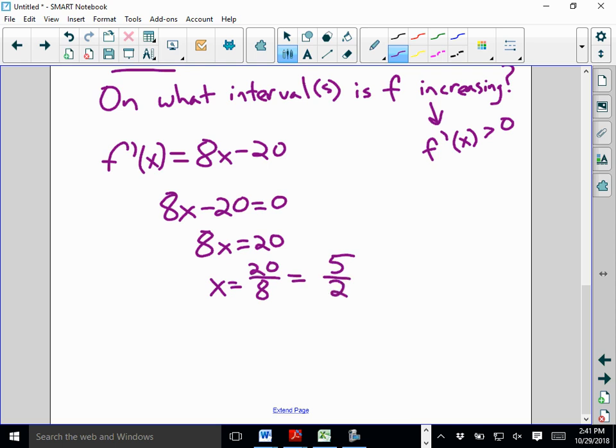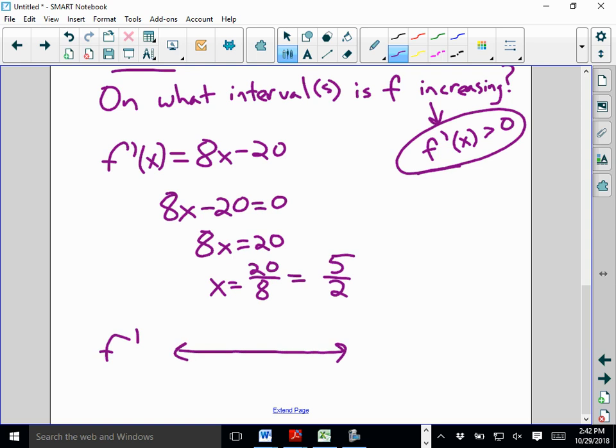This is not my answer, because the question is I want to know when is f prime greater than 0, right? But it's really important to know my 0 so I can figure out what is greater than 0. Okay? So I know that f prime is 0 at 5 halves. That's the only point where that occurs. So since I want to know ultimately when is f prime greater than 0, well, I know where f prime equals 0. F prime equals 0 at the number 5 halves.